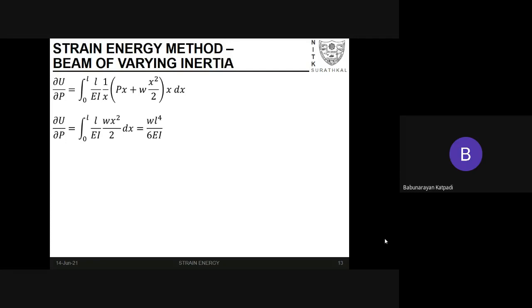And on vanishing the dummy load, on substituting 0 for the dummy load P, the whole expression becomes L by EI, W x squared by 2 dx, to be integrated from 0 to L. So W, EI, 2, L, they all do not participate in integration. x squared participates, the integral of x squared is x cubed by 3. On substitution of 0 to L, you get the displacement of WL to the power of 4 by 6 EI. There's a difference.